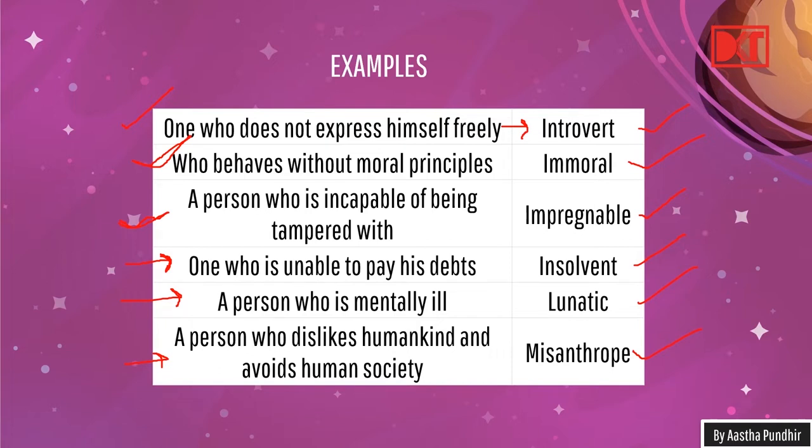You have a sentence or a group of words which can be replaced, or rather substituted, by another word, which means it does not create any ambiguity or confusion in its meaning. All right, this is one set of examples. Let's move on.